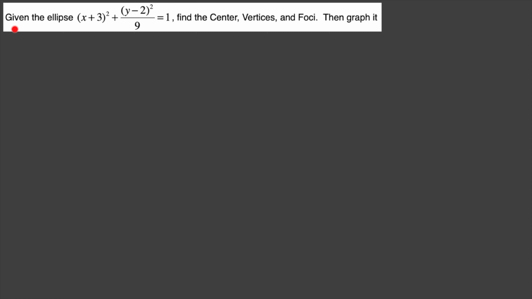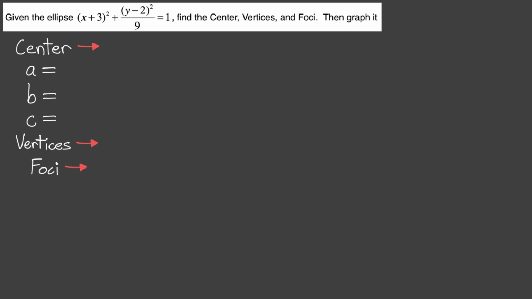This question says, given the ellipse (x + 3)² + (y − 2)²/9 = 1, find the center, vertices, and foci, then graph it. So the three things they're asking for are center, vertices, and foci, and then they're asking us to graph. So let's go ahead and bring down those items.